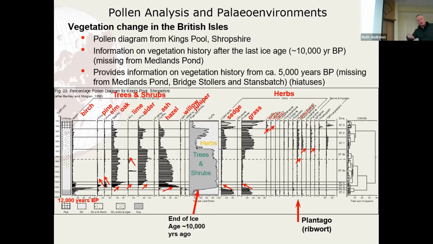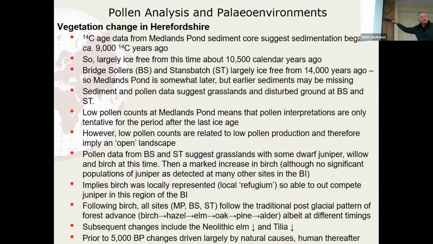Okay, so just to move to this conclusion. Carbon-14 age dates from Netherlands Pond: sedimentation began around 9,000 years ago. It's largely ice-free from about 10,500 years ago. British Scholars and Standpatch are largely ice-free from 14,000 years ago. So these are bigger sediment depositional basins. They've got a longer suite of sediments than Netherlands.